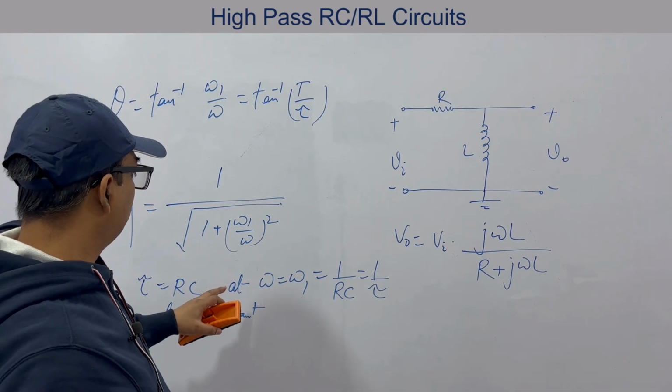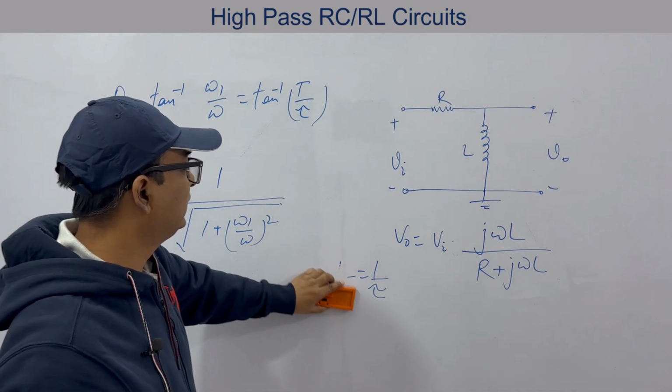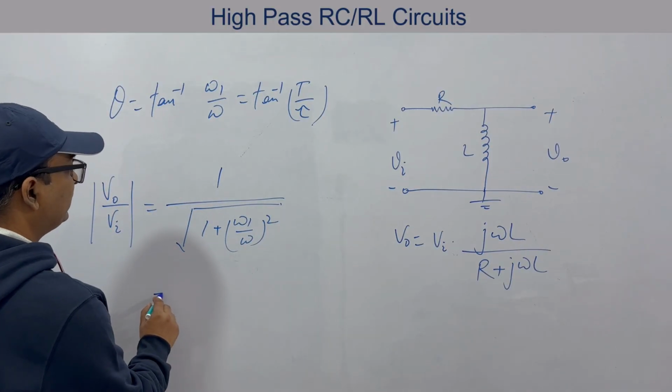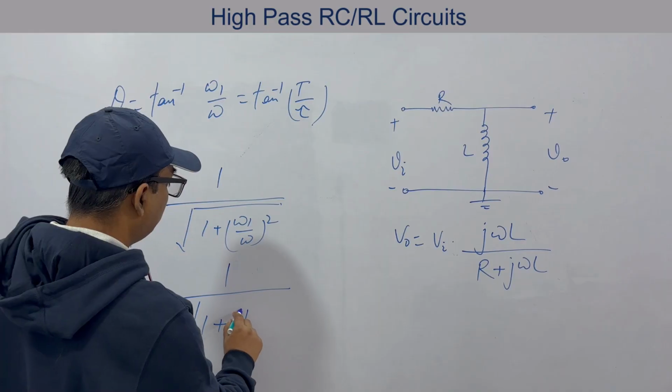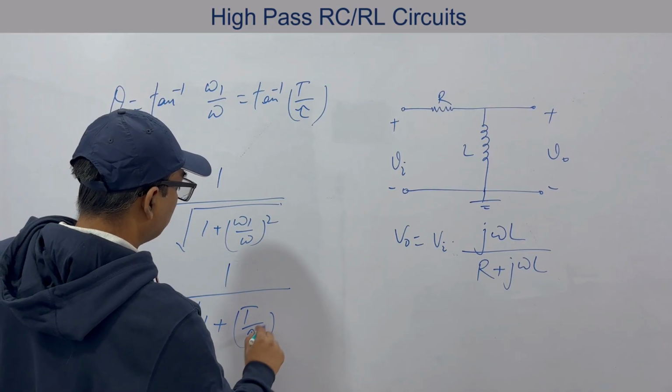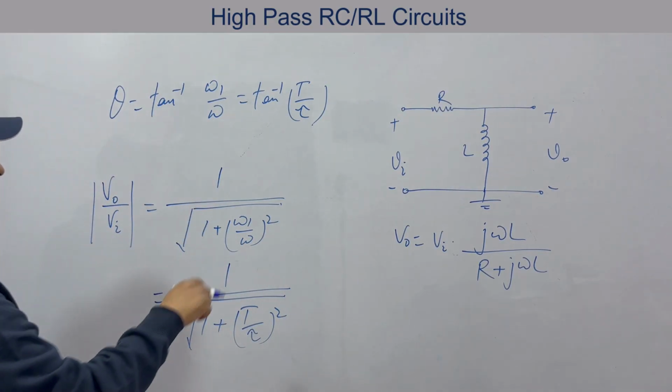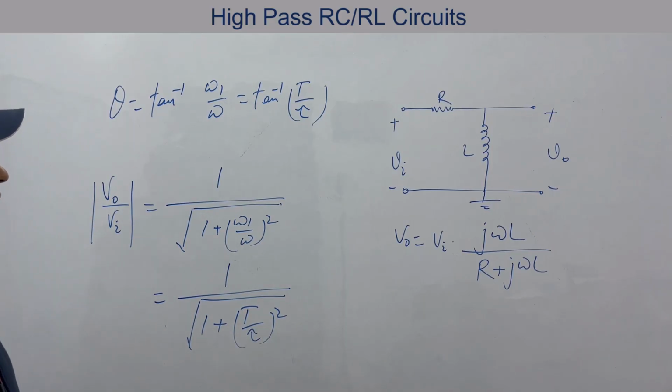You can have here also, if you want to see relation between this in terms of time, this will be equal to 1 by 1 plus t by tau square. Okay, so this is about RC circuit.